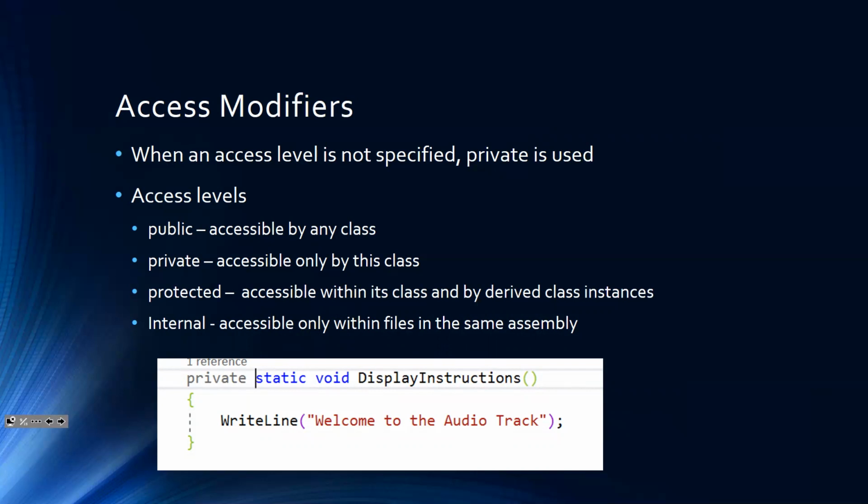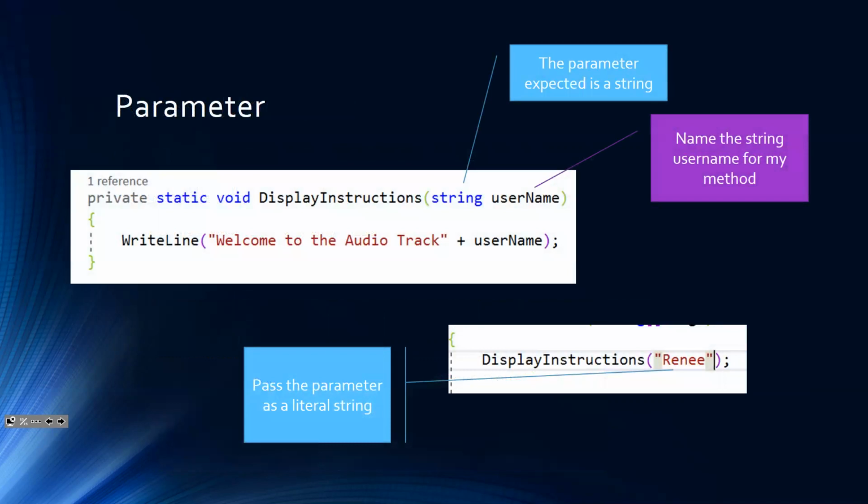Private is our default. Public means that I could call that method from some other code in another solution, another application. Private means I can only call that code from within the same class. So they're very, very different. Protected and internal are somewhere in between, and we'll learn a lot more about those as they become relevant.